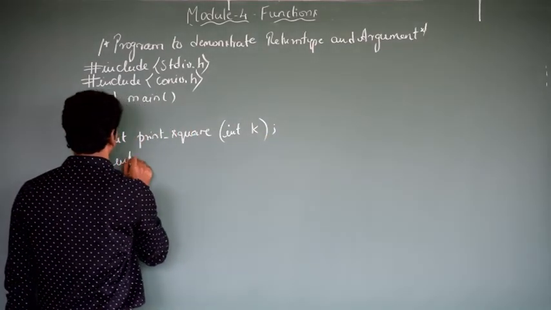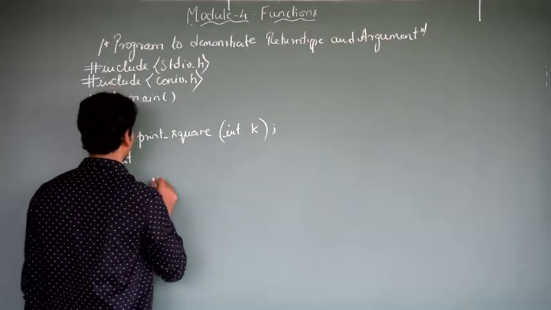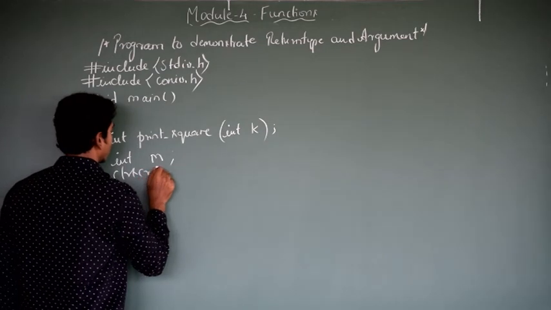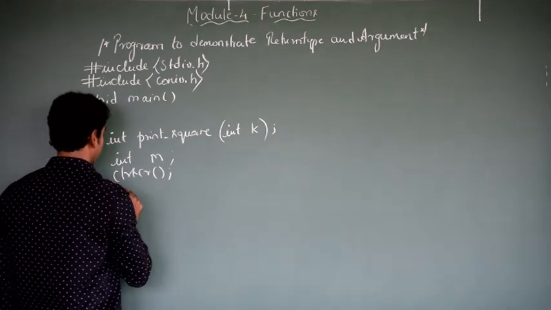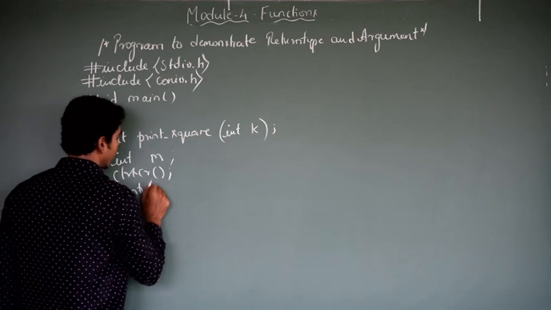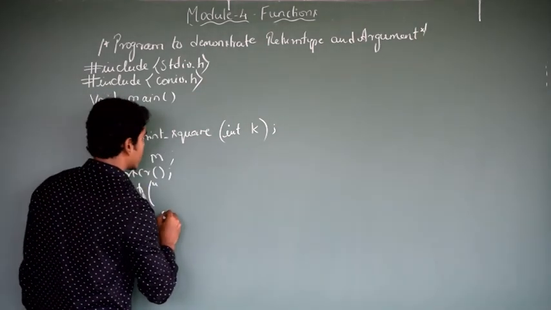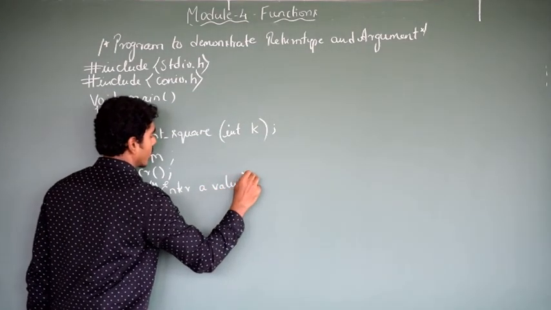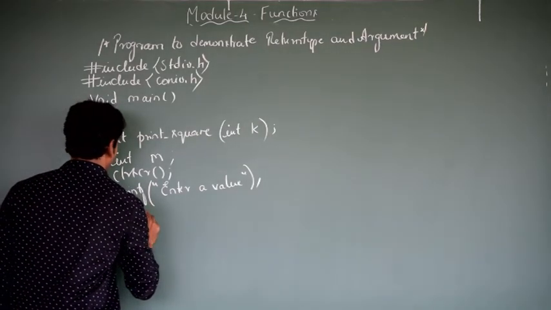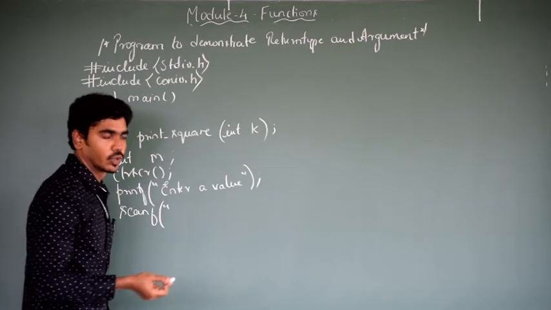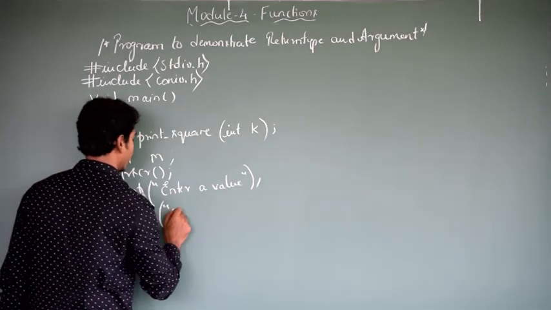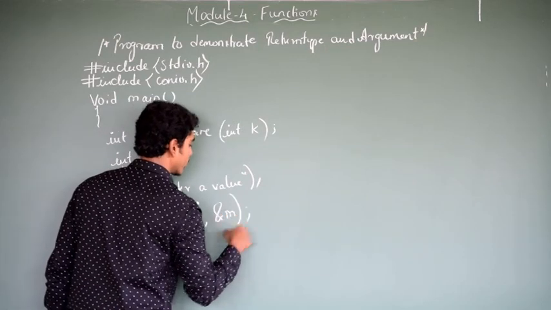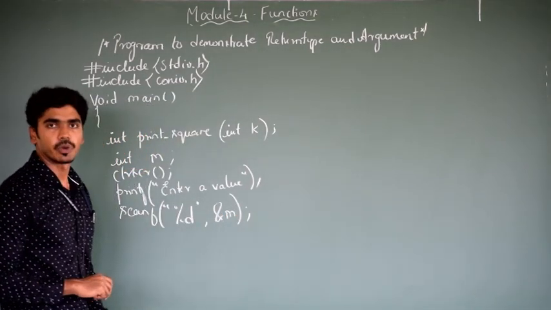So then let me declare the suitable variables required for my program here, int m. Then what we can take is clear the screen using the clrscr function. Then the first printf statement that says enter a value. To input a value, I am going to use the standard input function, that is scanf, %d, &m. So I have finished inputting a number.